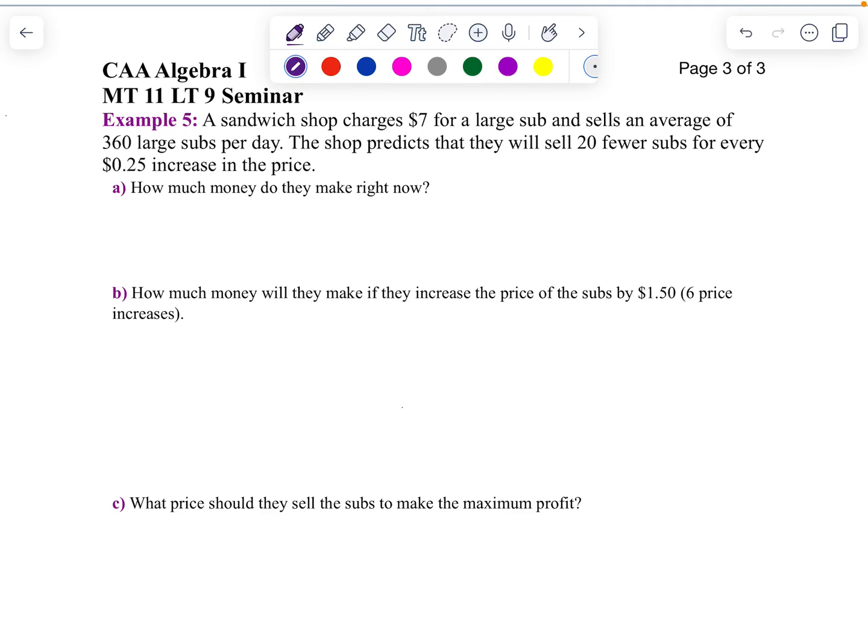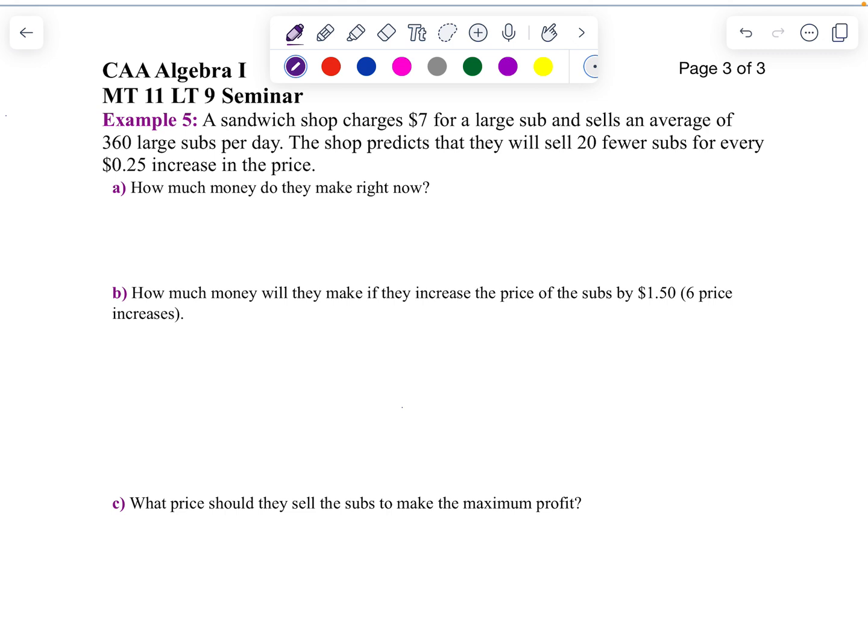In our last example here, we have this optimization problem that we want to figure out: what should I sell the subs for so I can make the most money? They charge $7 for a large sub, and they sell about 360 large subs a day. They predict, and that's the key, that they're going to sell 20 fewer subs for every 25-cent increase. We know if we increase the price, some people won't buy it. So they're assuming that every 25-cent increase, they're going to sell 20 fewer subs. They've done that research on their own over time.